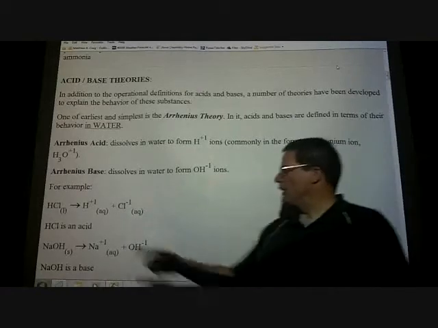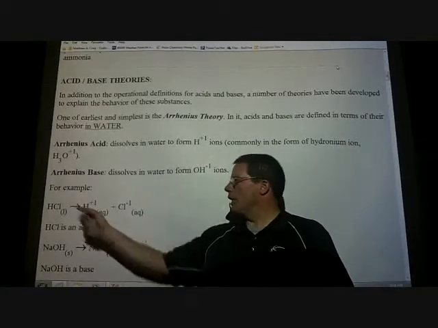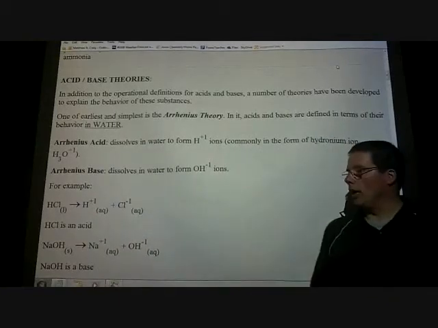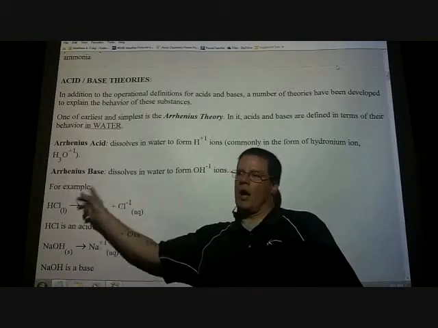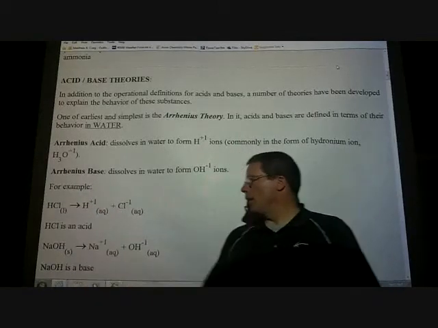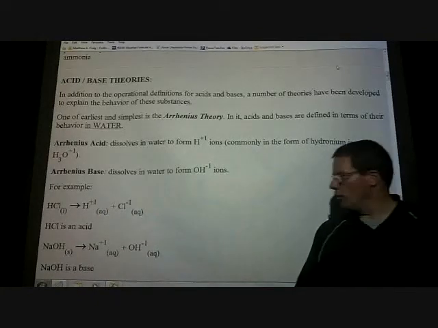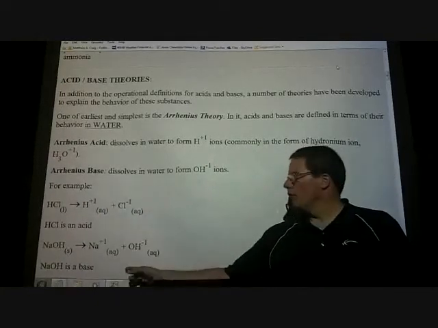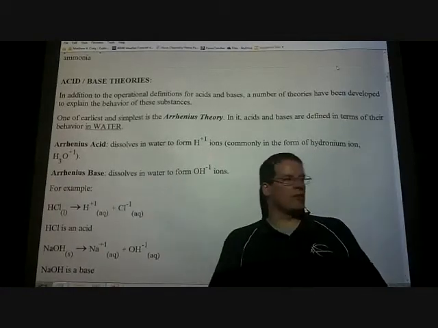Okay. And I think these are pretty common to what you may have learned earlier on. But the Arrhenius theory simply states that if I'm looking at an Arrhenius acid, it'll dissociate and we'll have some hydrogen ions in solution. If I'm looking at an Arrhenius base, like in the case for sodium hydroxide, when it dissociates, I form hydroxide ions. So bases are what we associate with hydroxide, acids with the hydrogen.